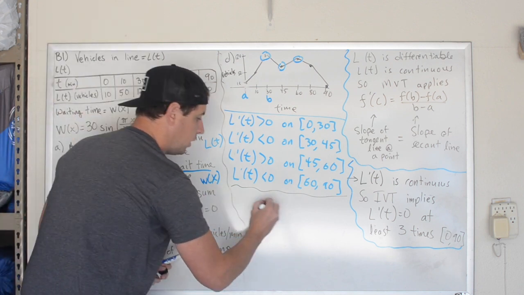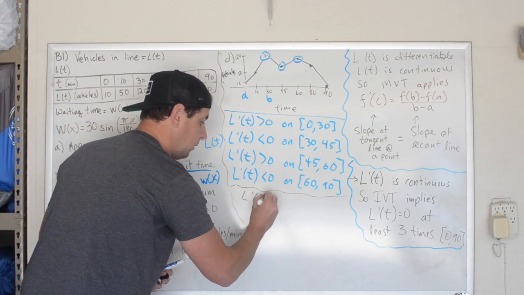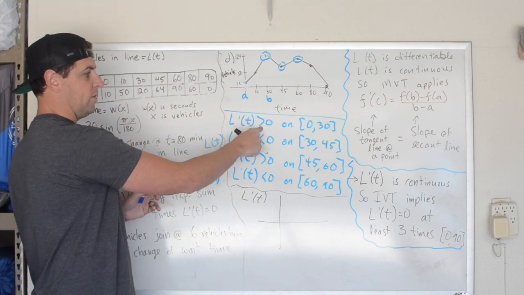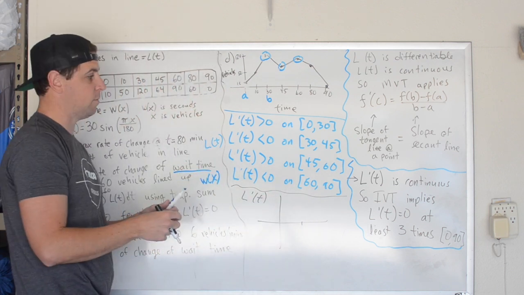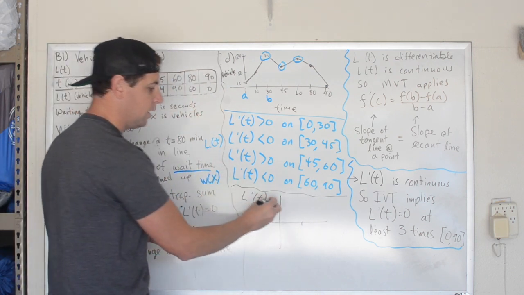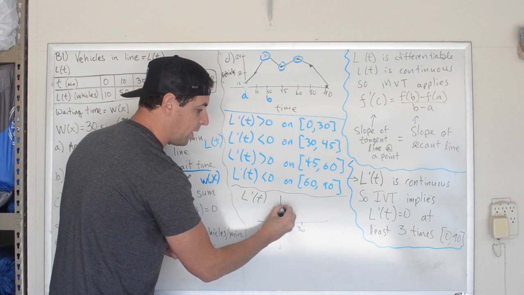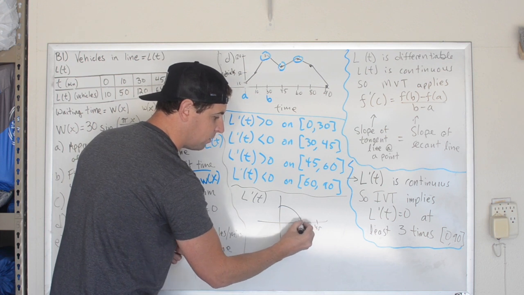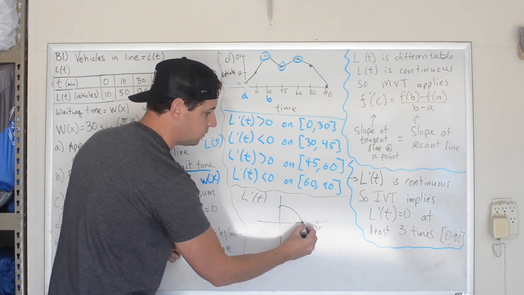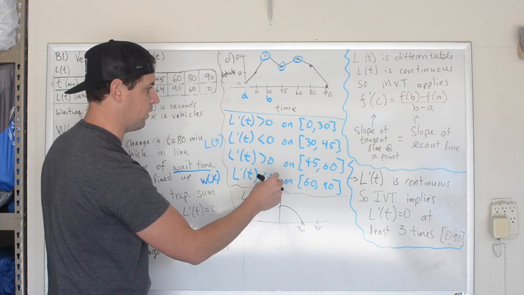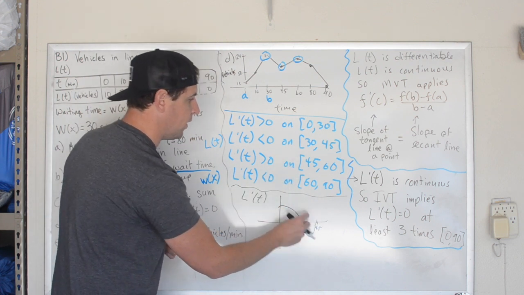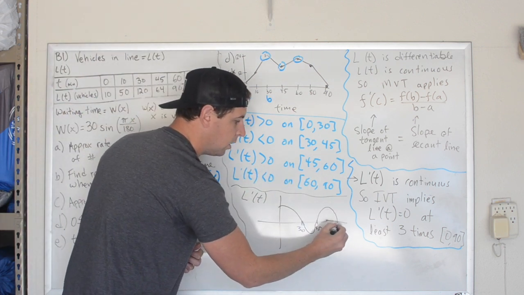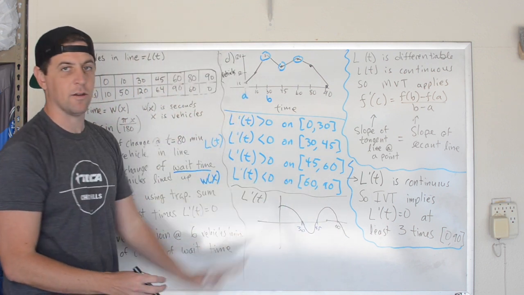That L prime, if I was to try to graph some version of L prime of t, using this information, I know that L prime is positive between 0 and 30, at least at one spot. It's possible it's also negative, but we're guaranteed it's positive. So if this is 30, I know it's positive here. And then between 30 and 45, I know that at some point here it has to be negative. Okay? Between 30 and 45. And then between 45 and 60, it's positive again. And then 60 and 90, I'm guaranteed it's negative.